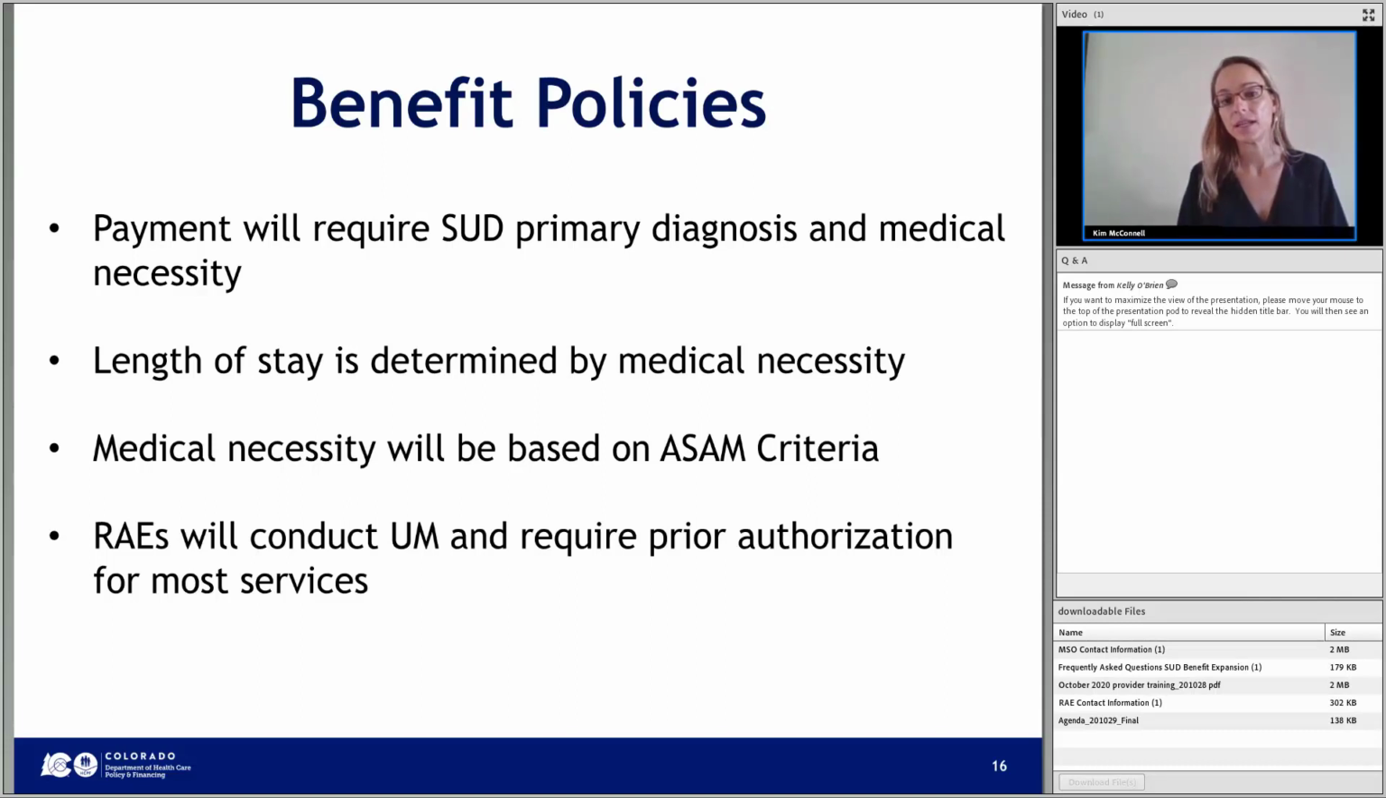In addition to medical necessity, the member needs to have a current SUD primary diagnosis in order for the services to be reimbursable. I mentioned before that the RAEs will conduct utilization management, and for treatment services, they will require prior authorization. We'll talk about this in detail later. Prior authorization is not going to be required for withdrawal management because of the oftentimes urgent nature of getting individuals into withdrawal management or detox programs. We didn't want there to be a process barrier. However, providers are responsible for ensuring that the people they are treating have medical necessity for those services. So the RAEs will be doing look-backs to ensure that when care was rendered, it was medically necessary.